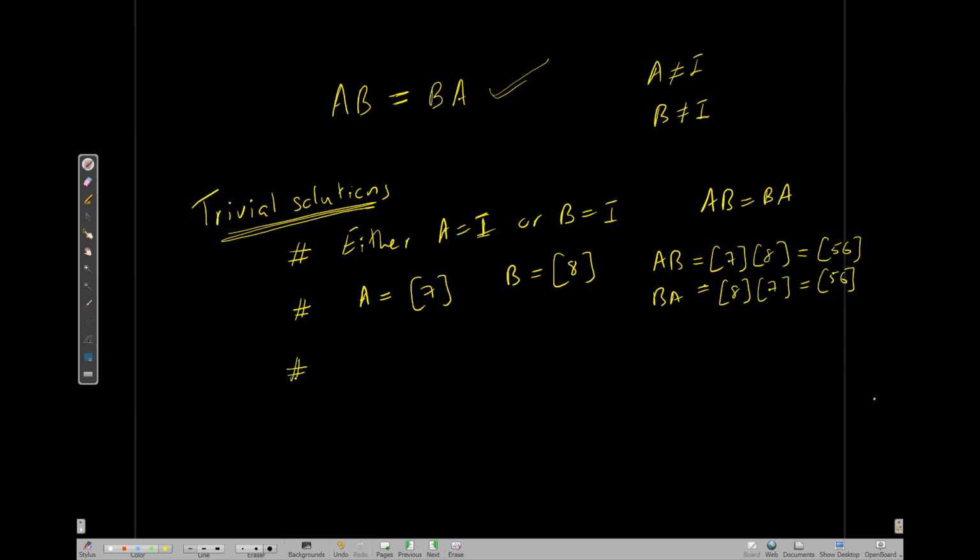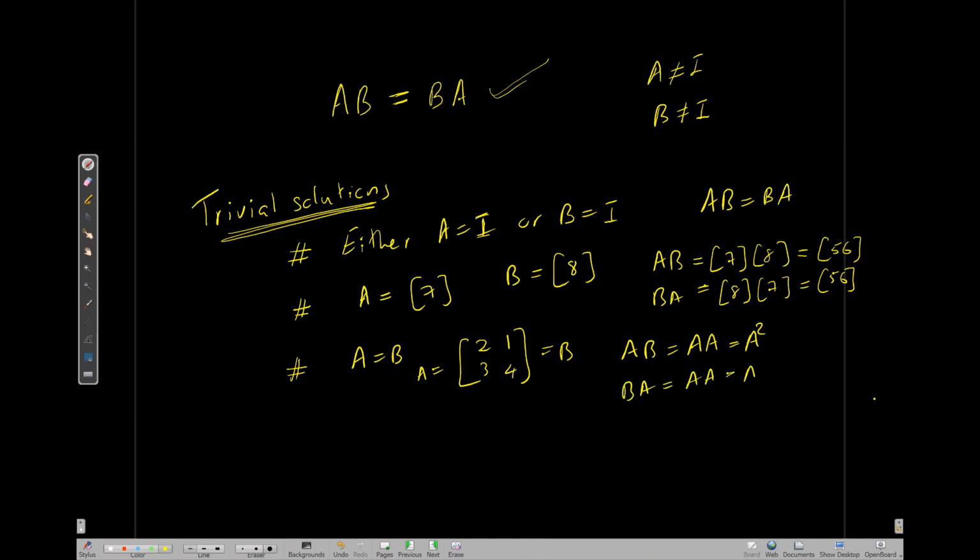There is another way. What if I make A equals B? In that case, you can take any square matrix, and A is this, B is also this. So AB is actually A times A, which is normally known as A squared, and B times A, B is A, so A squared is the same. Whatever you find, it's going to be the same. In this case also, AB equals BA. So all these three cases are trivial solutions, trivial cases.